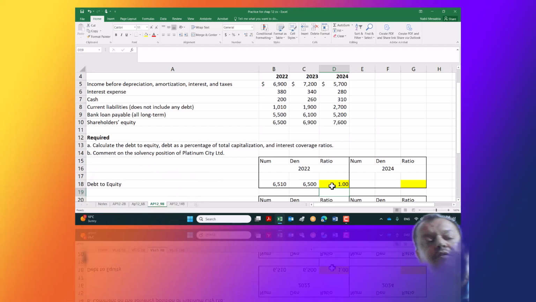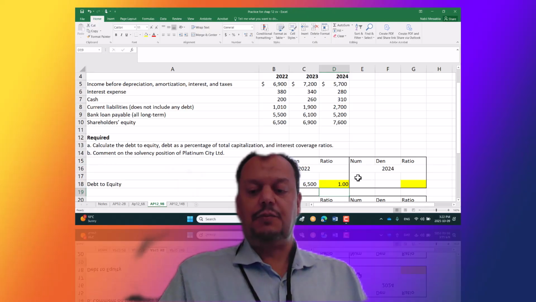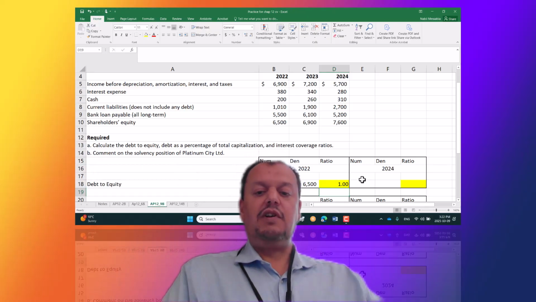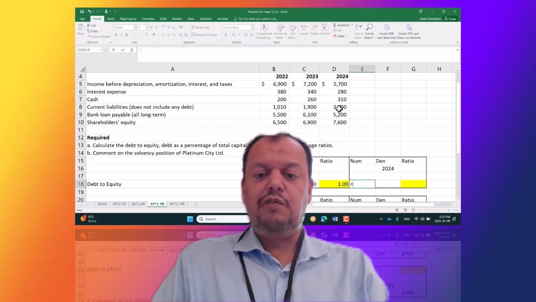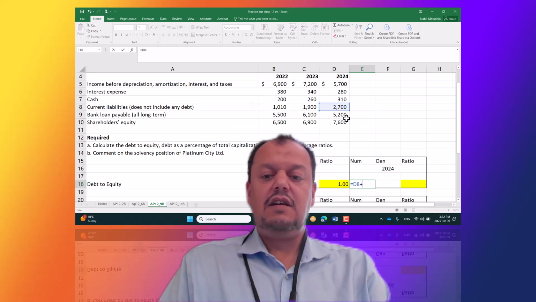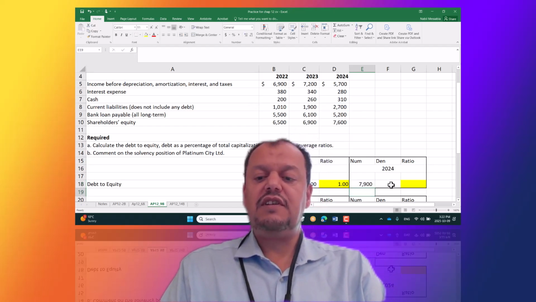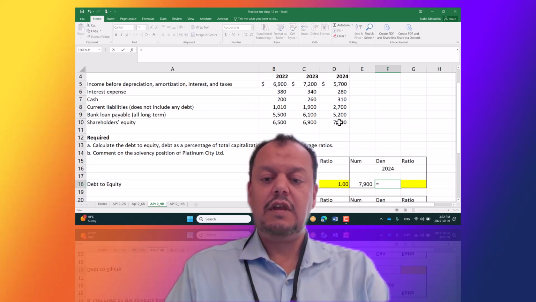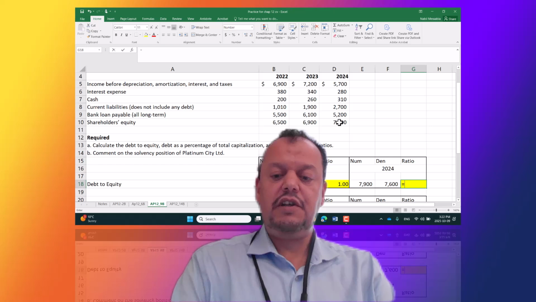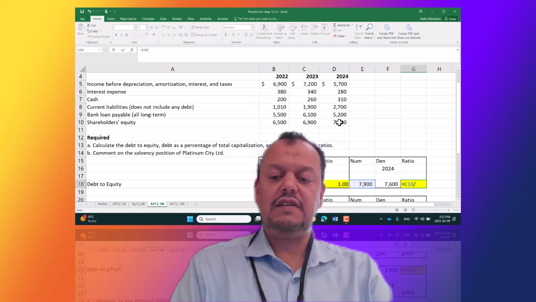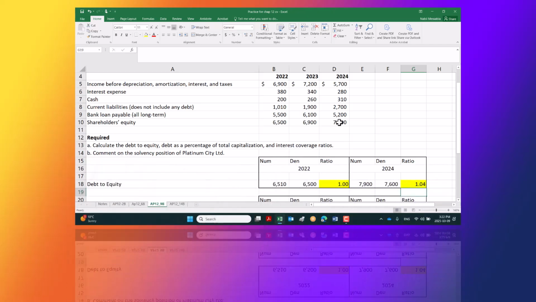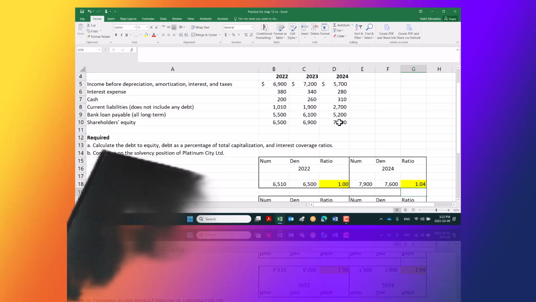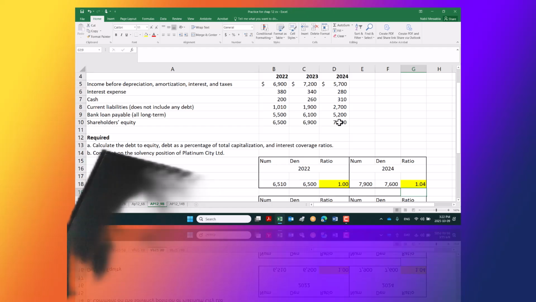Now to be able to compare, you have to do it for the next year, the year after. Let's do it for 2024. 2 years after. The numerator, again, for 2024, current liability plus bank loan. The denominator, the shareholder equity. And then I calculate the ratio. This divided by this, 1.04. What is your interpretation? Is it a slight what? Improvement or deterioration?